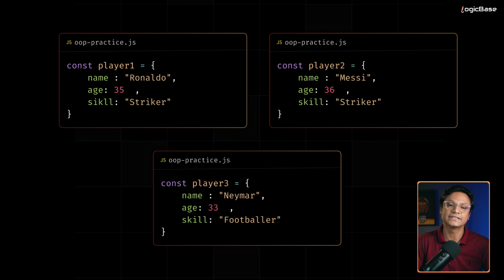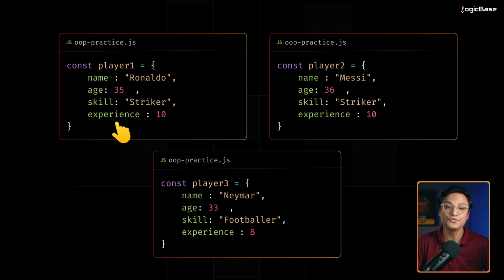Now imagine someone suddenly tells you to add a new property to the player object. Let's say experience. If your code already has 100 player objects, you'd have to find all 100 and add the experience property to each one manually. That's obviously tedious and time consuming. And that's a major issue. These are exactly the kinds of problems object-oriented programming was created to solve.